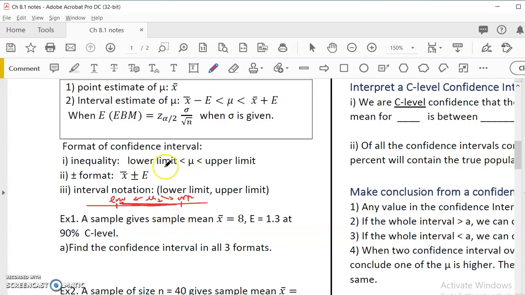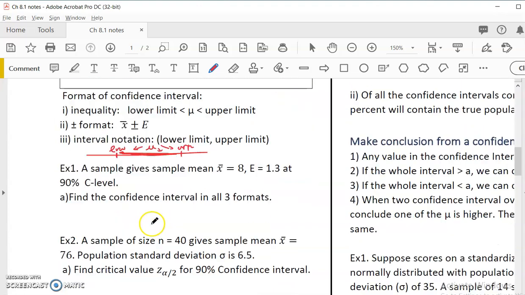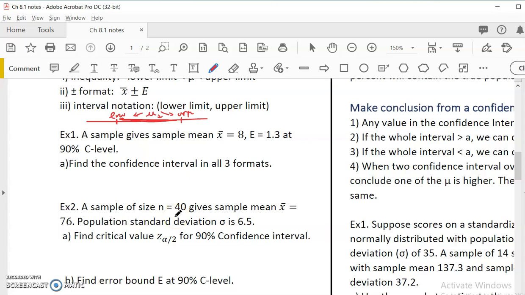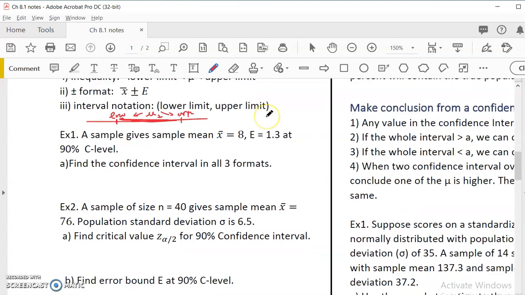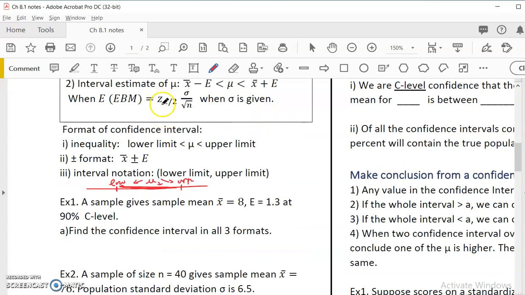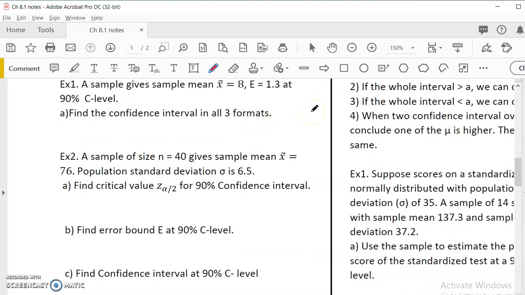And the reason why you are sure is because mu should be different from any x bar by a maximum of E. So if you do plus and minus, it should cover it. Okay, so let's do a calculation using this formula. Remember, the interval estimate is you find the margin of error and then you subtract and add it. The margin of error is found by finding the z-score with a tail of half of alpha, times sigma over square root n. Because of that, you notice that sigma must be given. You must know sigma, which is the population standard deviation.